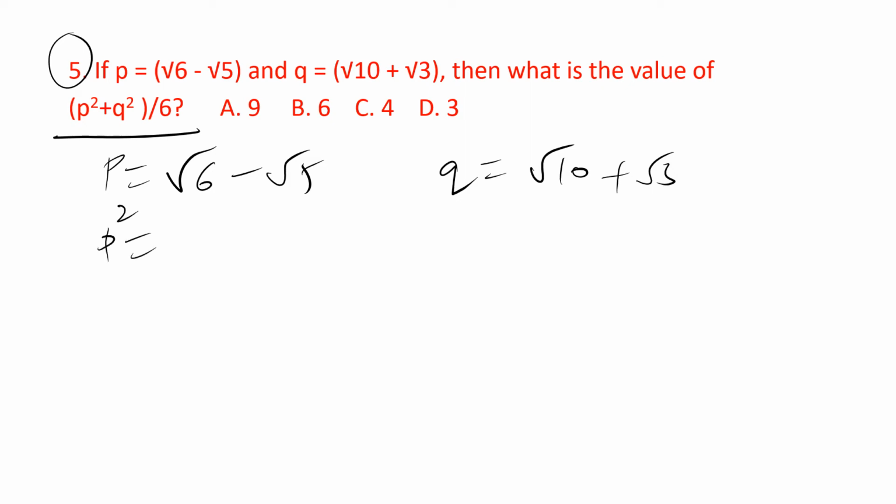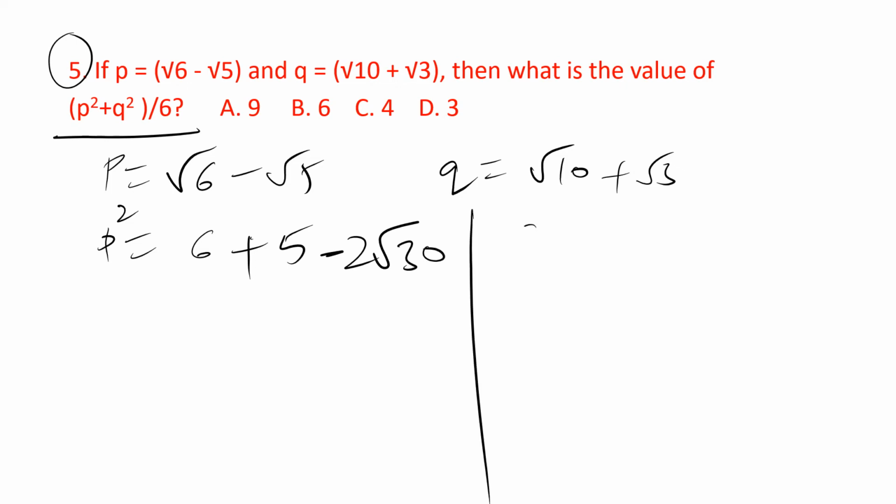Squaring on both sides, we get (a minus b) whole square is equal to a square, root 6 whole square becomes 6, plus b square becomes 5, minus 2ab, 2 root 30. And squaring on both sides for q square is equal to a square value 10 plus 3 plus 2ab, 2 root 30 here also.